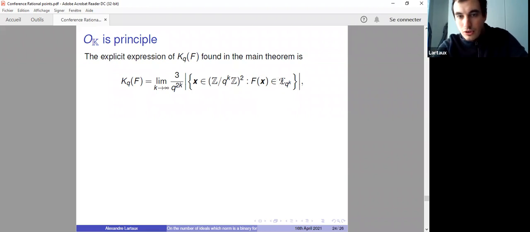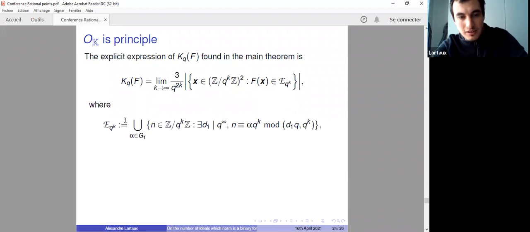And the set E of QK is given by the union, for alpha in G1, of those sets. And remember that G1 is the kernel of key, which is a subset of (Z over QZ) times. And so G1 is the set of alpha such that key of alpha is equal to 1. So this is quite important for the domain E of QK, and so for the constant KQ.